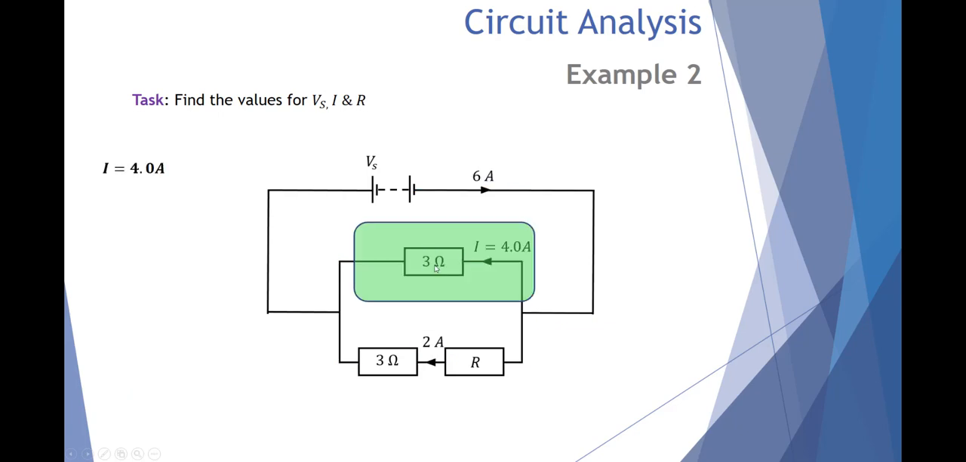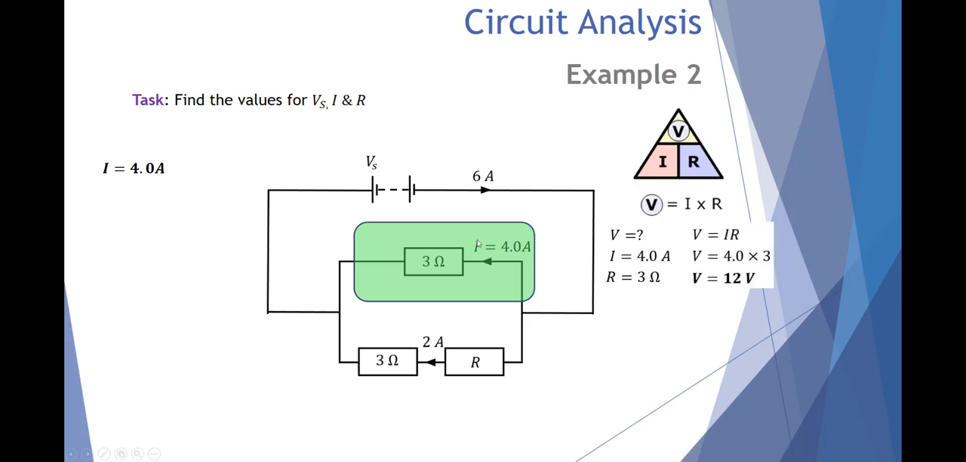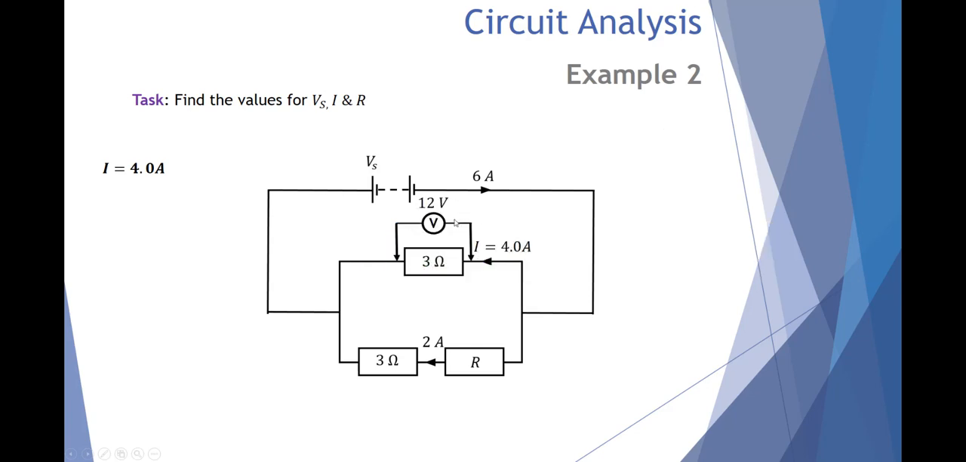We now know that at the top branch we've got a resistance of 3 and a current of 4. We can apply Ohm's law, V, the unknown, equals IR, to this information. With a current of 4 and a resistance of 3, we have a voltage of 12 volts. So I've got 12 volts in the top.